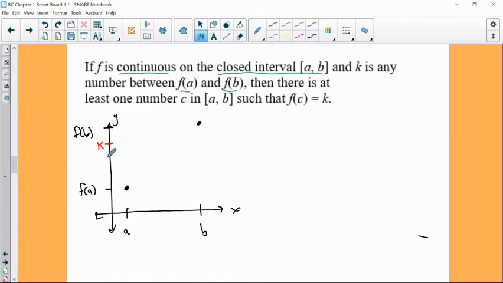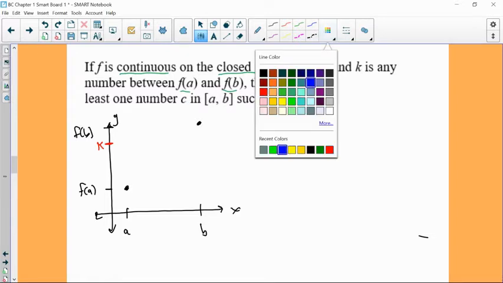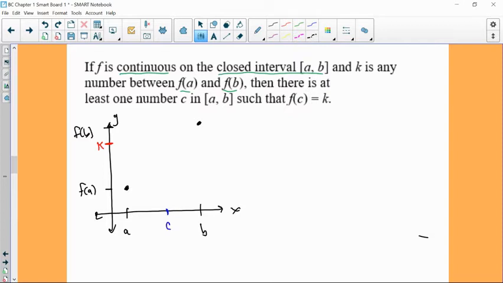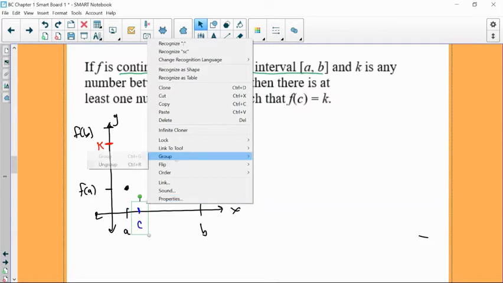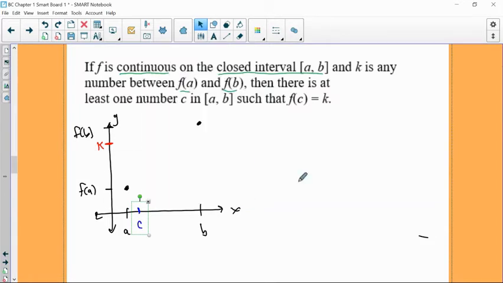If you know k exists on the y-axis, then there has to be at least one number, which they're calling c, on the x-axis. So we'll go here. Somewhere there's a c, and I may not know exactly where that's at. It's going to be somewhere here. So I'm going to allow that to move. So let me group that together. Okay, I don't know where it's at exactly, but it says such that f of c equals k.